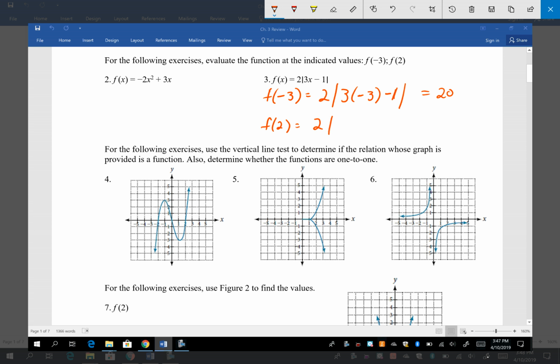See if you can do the other one. I'll give you 30 seconds, Edgar. Will be 6 minus 1. So then we'll be +5. Great.